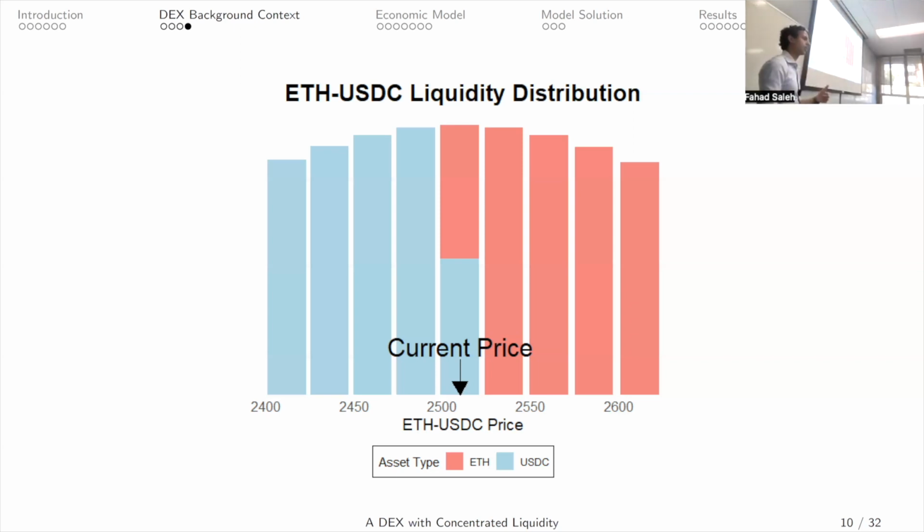So if I'm a swapper, I'm buying ETH, so I get a price, and I'm going to get some ETH from the smart contract and give it USDC. So I guess the idea of providing liquidity here is that you give the smart contract ETH and USDC.